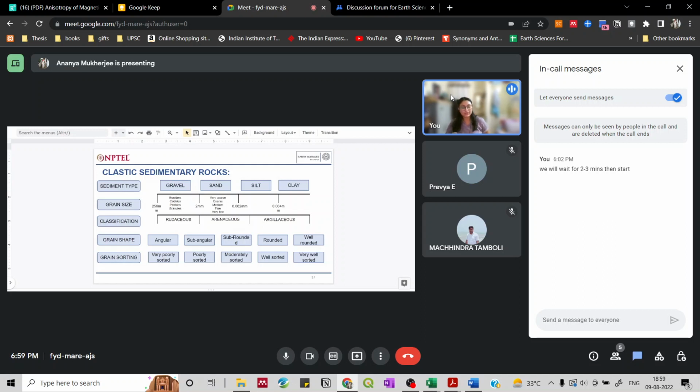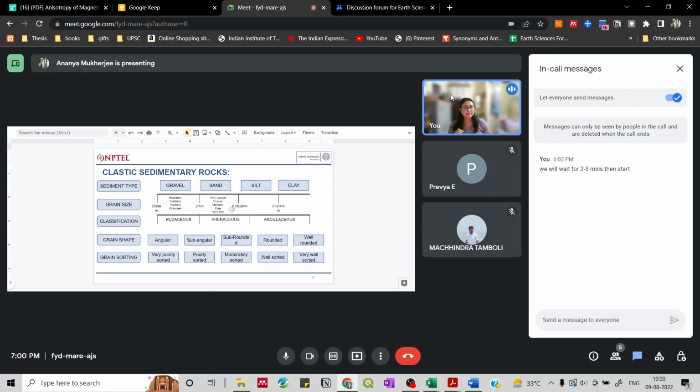So there are different kinds of sediment types, and these sediment types are actually based on their sizes. So you have gravel, sand, silt, clay. Now, as per the grain size, they are again distinguished into different categories. Like in the gravel sediment type, you can have boulders, cobbles, pebbles, granules. And even in sand, you can have very coarse sand, medium grain sand, fine grain sand, or very fine grain sand.